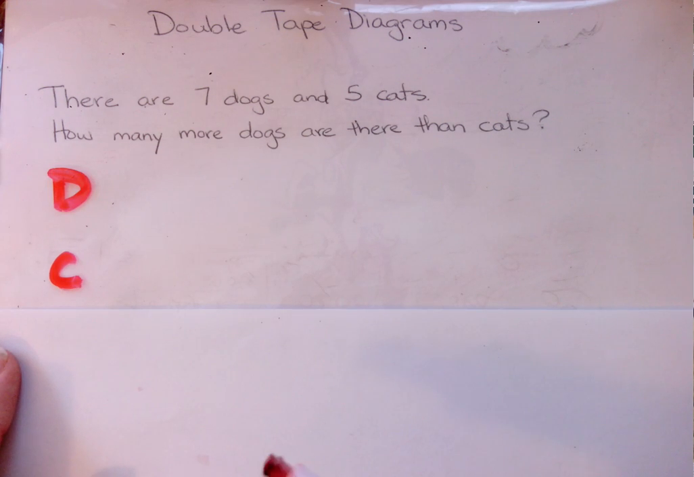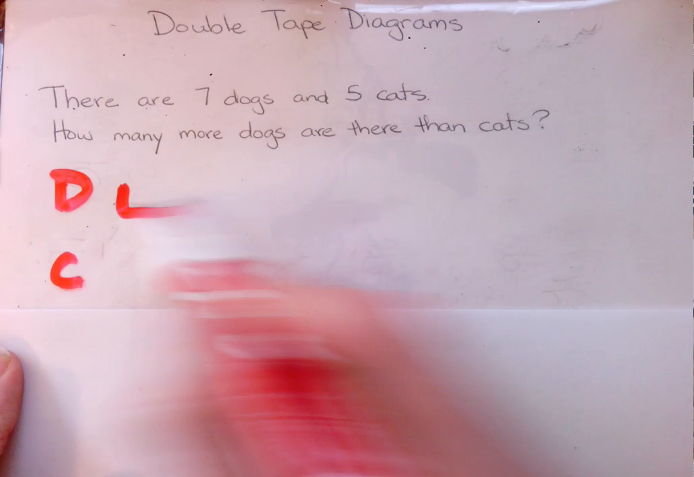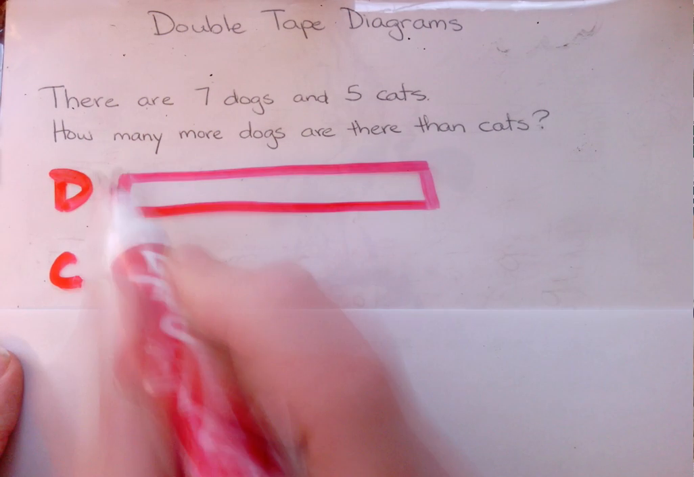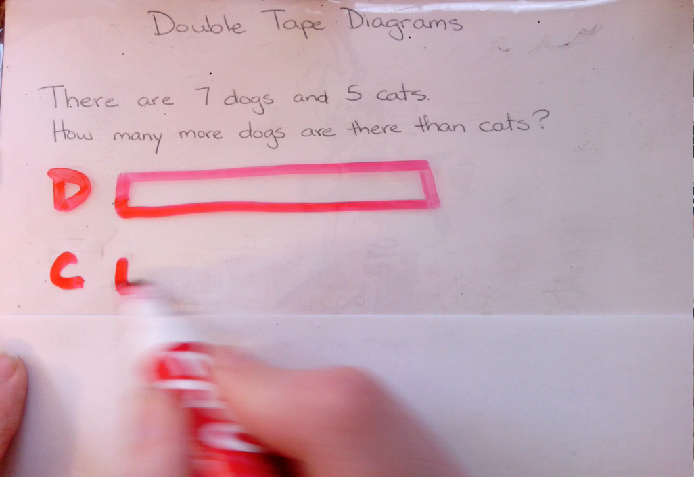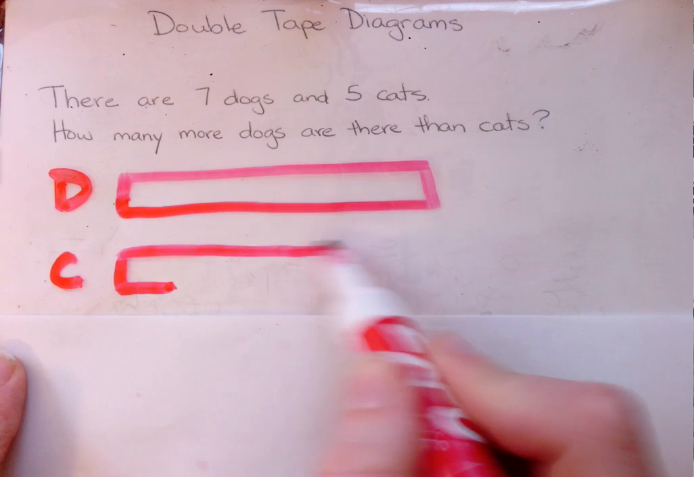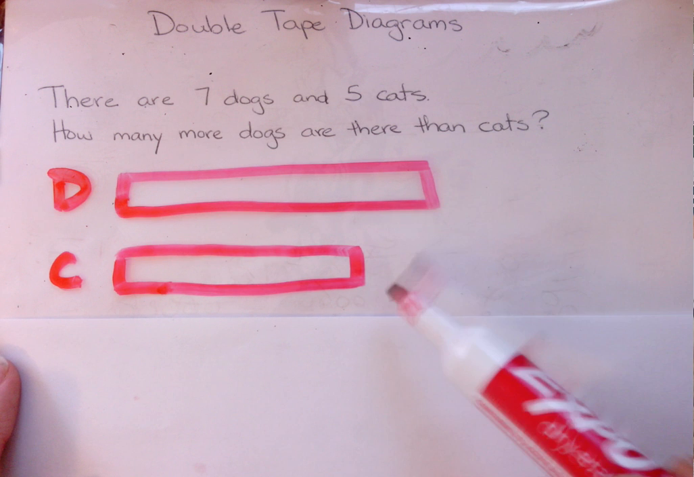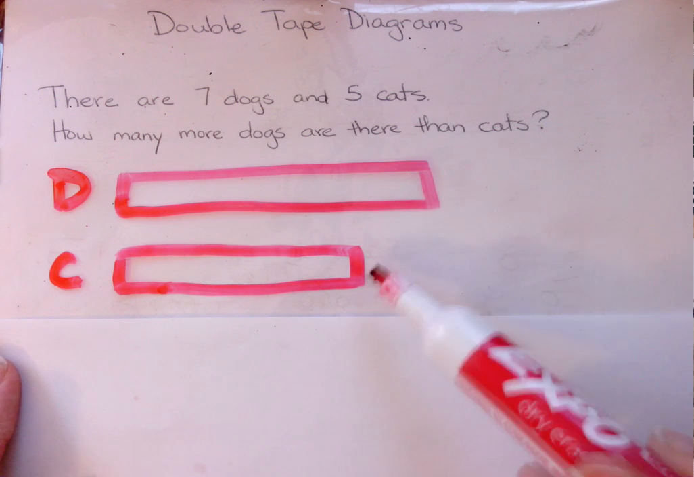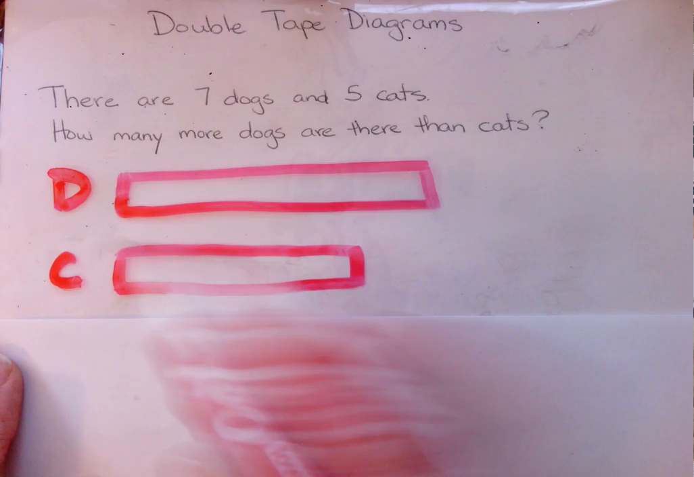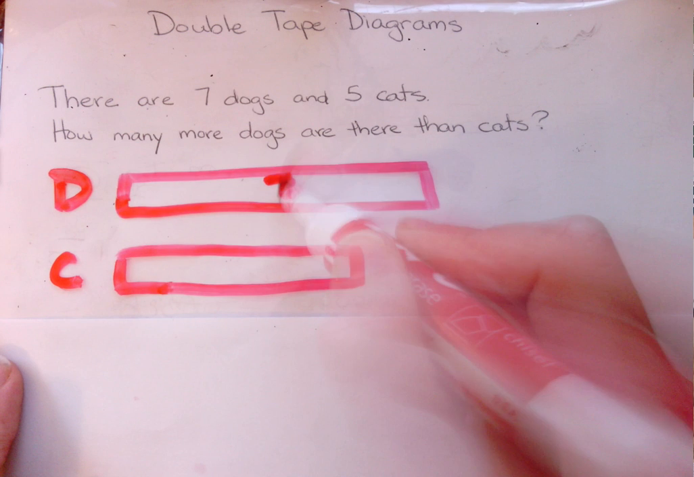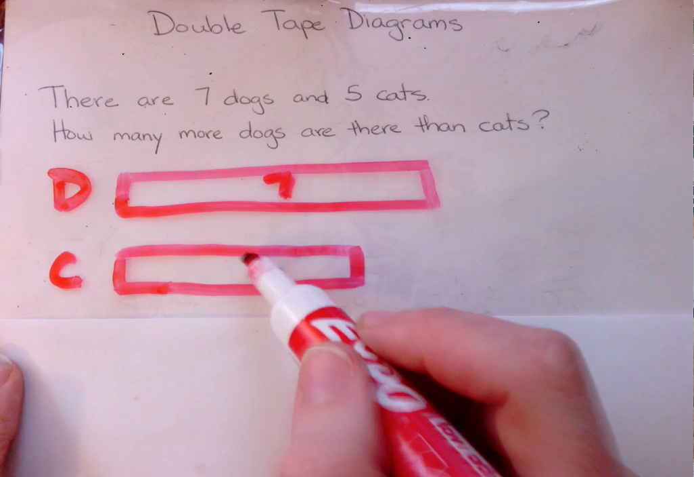Whose tape should be longer, the dogs or the cats? The dog's tape should be longer. Let's see, where should I stop to show my cats? They're probably about here. It's a little shorter than the dogs, but not a lot shorter. There are 7 dogs. I can put my 7 right inside. 5 cats, I can put it inside.